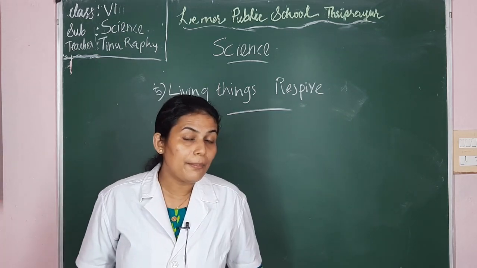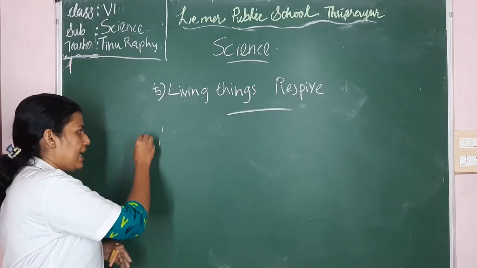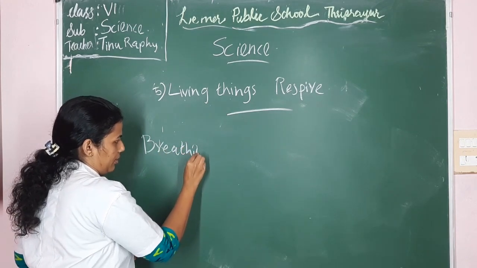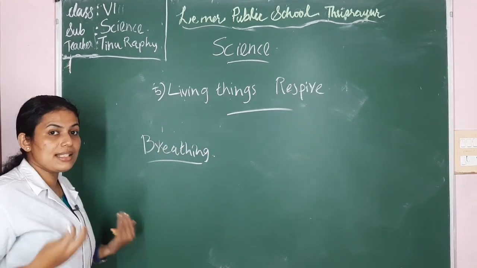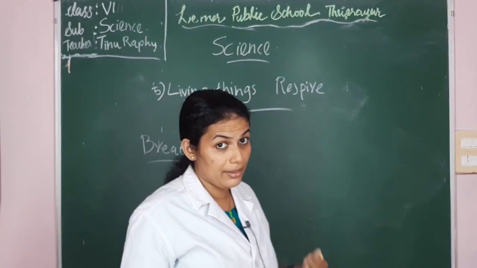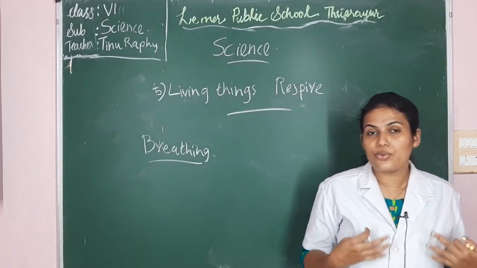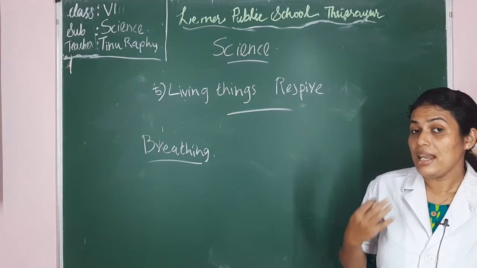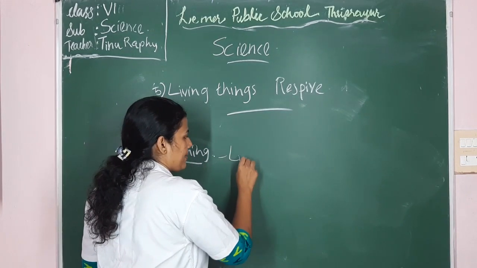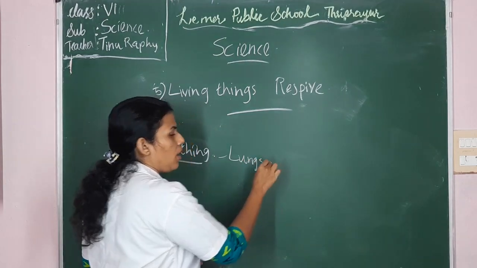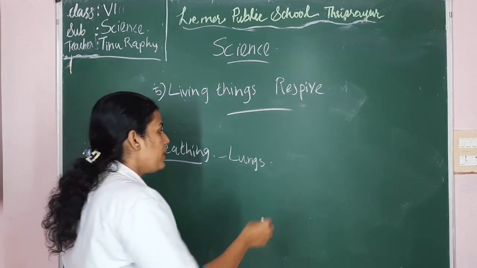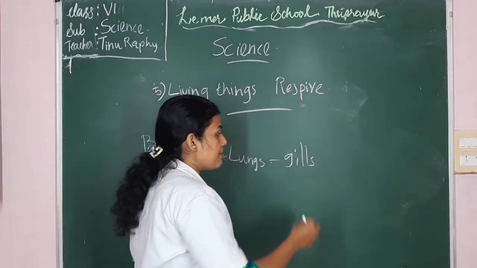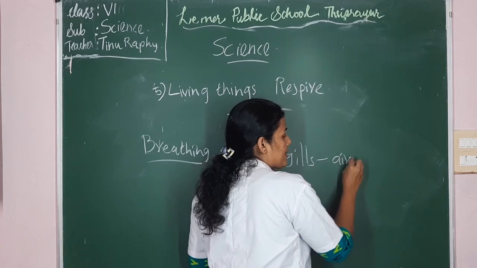Now, what is breathing? Breathing is the inhale and exhale of air. Now, we know which is the organ used for breathing in humans and some other animals. Which is it? Yes, lungs. Now, how do fishes breathe? With the help of gills, isn't it? Few other animals breathe with air holes.